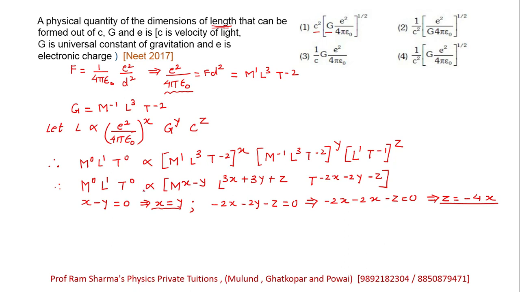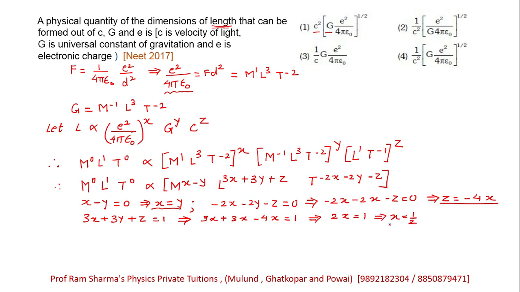Now the only thing left to be equated is L. The power of L on the right hand side is 3x + 3y + z and that is equal to 1. So from this, substitute the values of x, y and z. I can write 3x as it is, y as x and z as −4x, and that should be equal to 1. So I will get 2x equal to 1. So I will get x as equal to half.